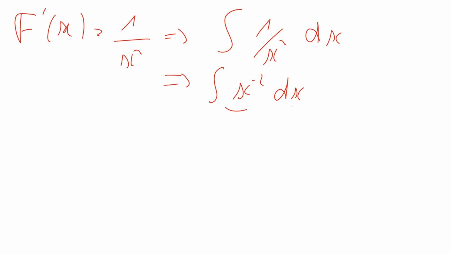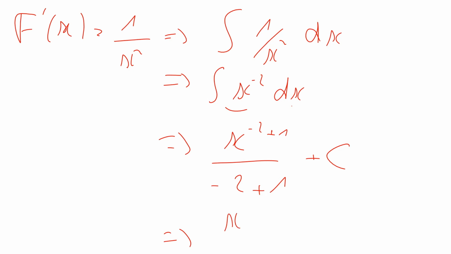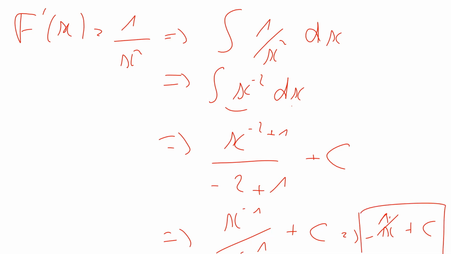Then this is just a power rule. It's going to be x to the minus 2 plus 1 over minus 2 plus 1 plus a constant c, which is equal to x to the minus 1 over minus 1 plus c, which is also minus 1 over x plus c. This is the general solution for this function here.